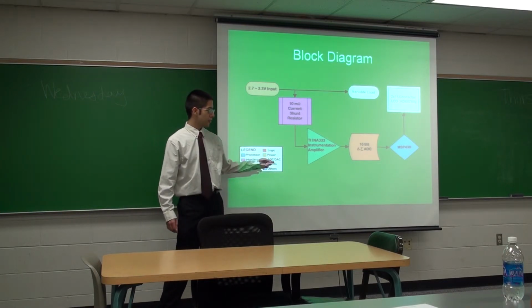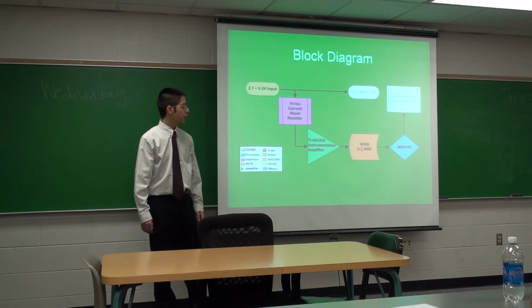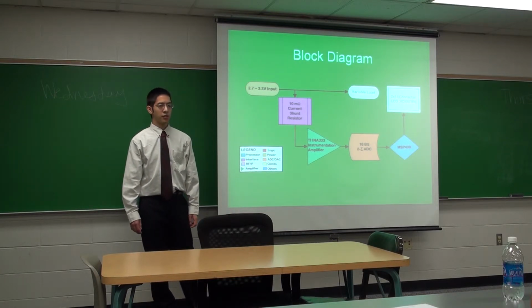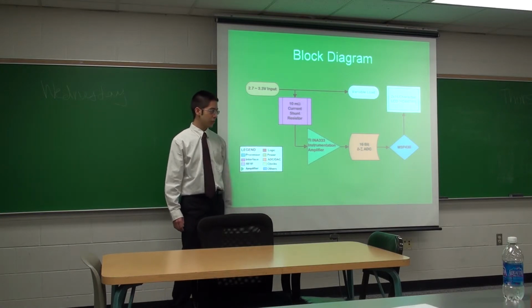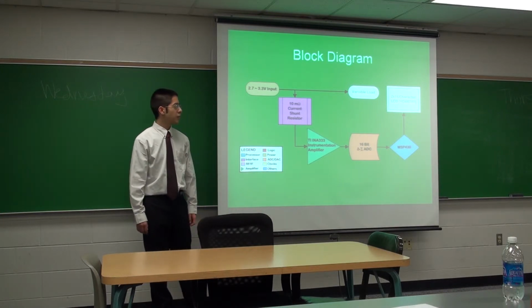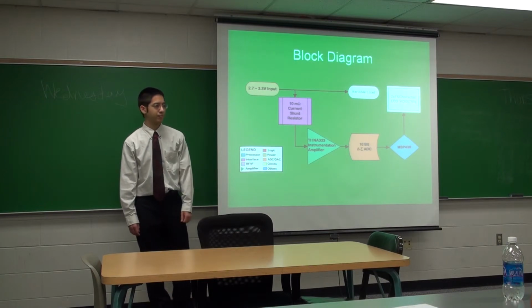We take the analog signal that's been amplified and convert it to a digital signal using a 16-bit delta sigma converter, and that signal gets sent to our microcontroller, which is then displayed on our LCD.